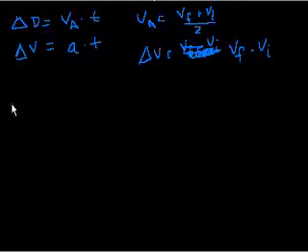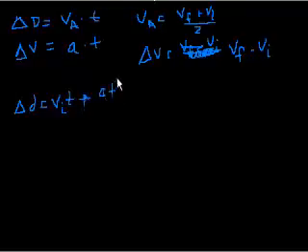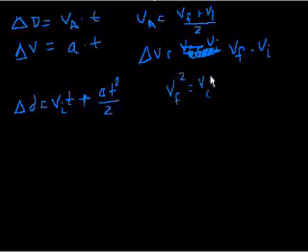But it's change in distance, let me change it to lowercase d. Change in distance is equal to the initial velocity times time plus at squared over 2. That's one of what I'll call the non-intuitive formulas. And the other one is that the final velocity squared is equal to the initial velocity squared plus 2ad. We've derived all of these, and I encourage you to try to rederive them.